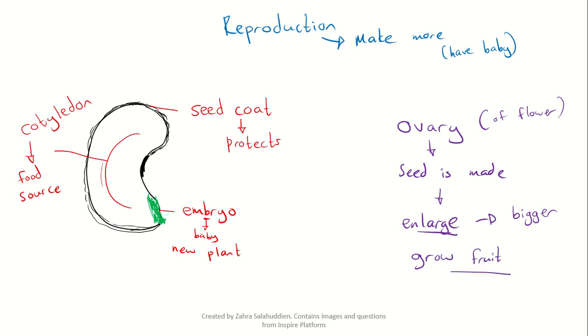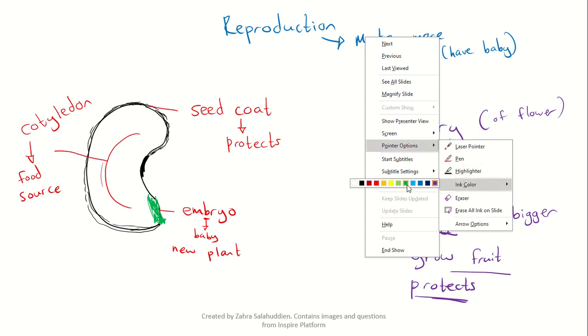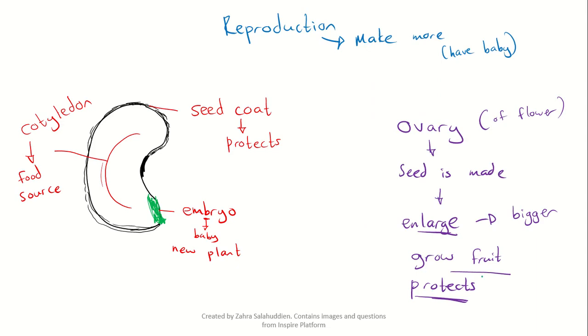And that fruit protects the seed. So the fruit protects the seed. And animals come, and the animal will then eat it. Okay, so I'll change the color now. So it protects the seed, and animals will eat the fruit. And when they eat the fruit, they spread the seed. So plants can't walk around and put their seeds wherever they want for it to grow.